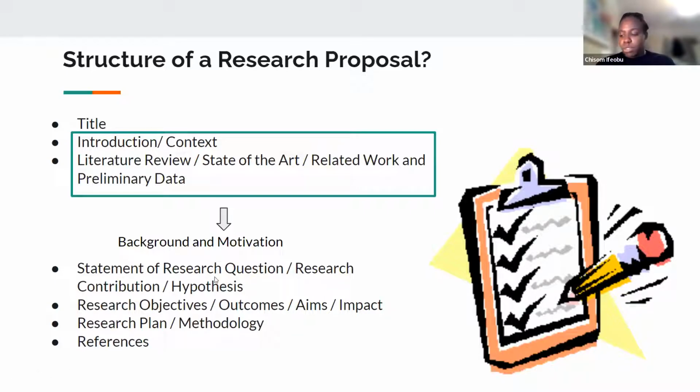You also have your statement of research question, research contribution, hypothesis. That's specifically what you're trying to find out in your project. You have your broad context, but you want to narrow it down to frame your research question. Based on these research questions, you then get your research objectives, which are basically trying to answer your research question. The research objectives will tell you whether you can say your project was successful or not.